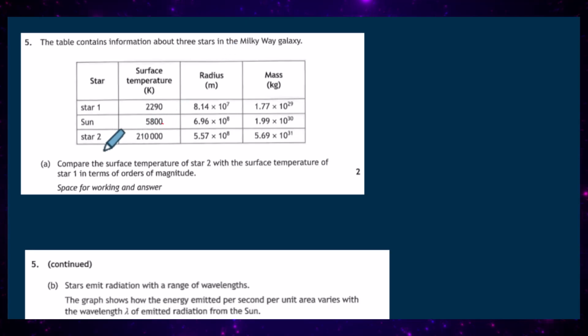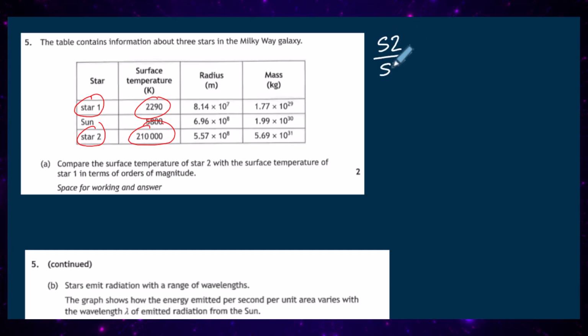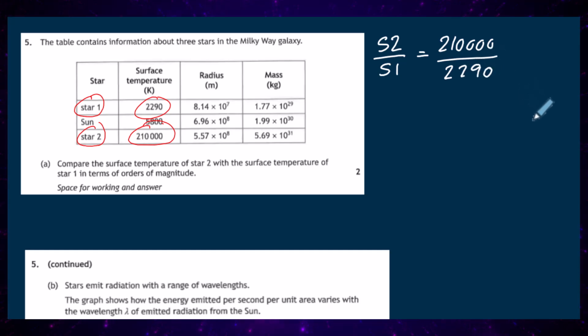Well, we can see from the table we've got star 2 here with its surface temperature 210,000 Kelvin. I'm going to compare that with star 1 with its surface temperature of 2290 Kelvin. So we start with star 2 and we put that over star 1. We're going to have 210,000 Kelvin divided by 2290 Kelvin. Now it's best to put these into standard form.